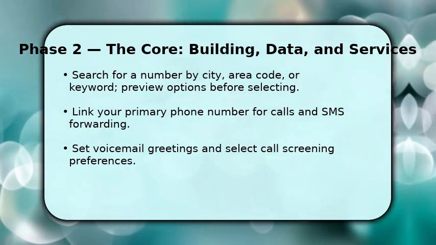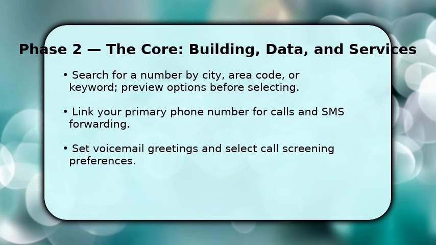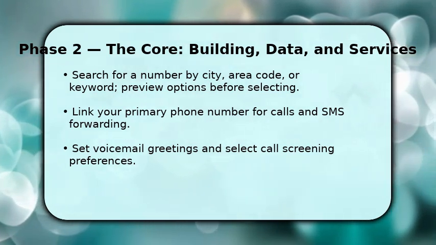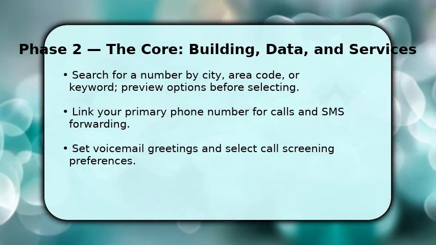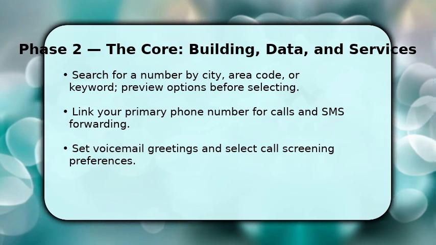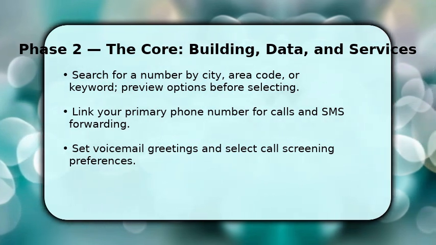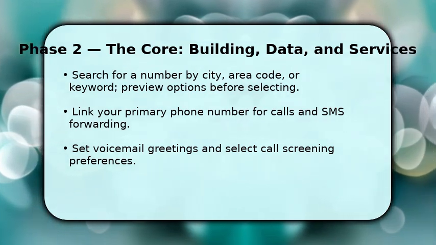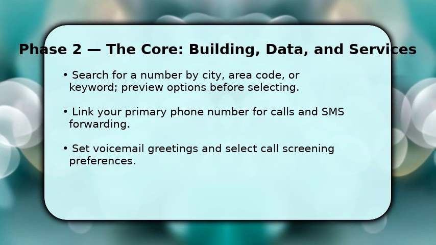After selection, link your mobile phone, enter your carrier number and confirm via code. This enables call forwarding and SMS. Once linked, configure voicemail greeting and call screening so you control unknown callers. Remember, linking lets Google Voice ring both apps and your carrier. Make sure not to disable carrier call settings unless you want app-only calls.